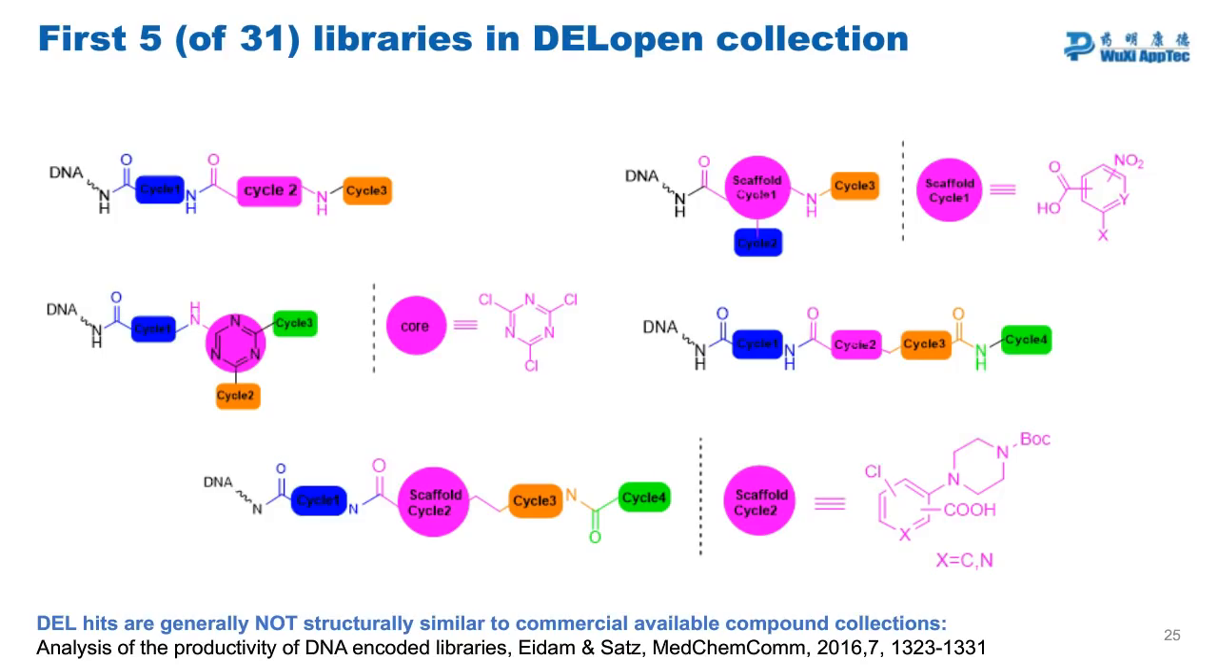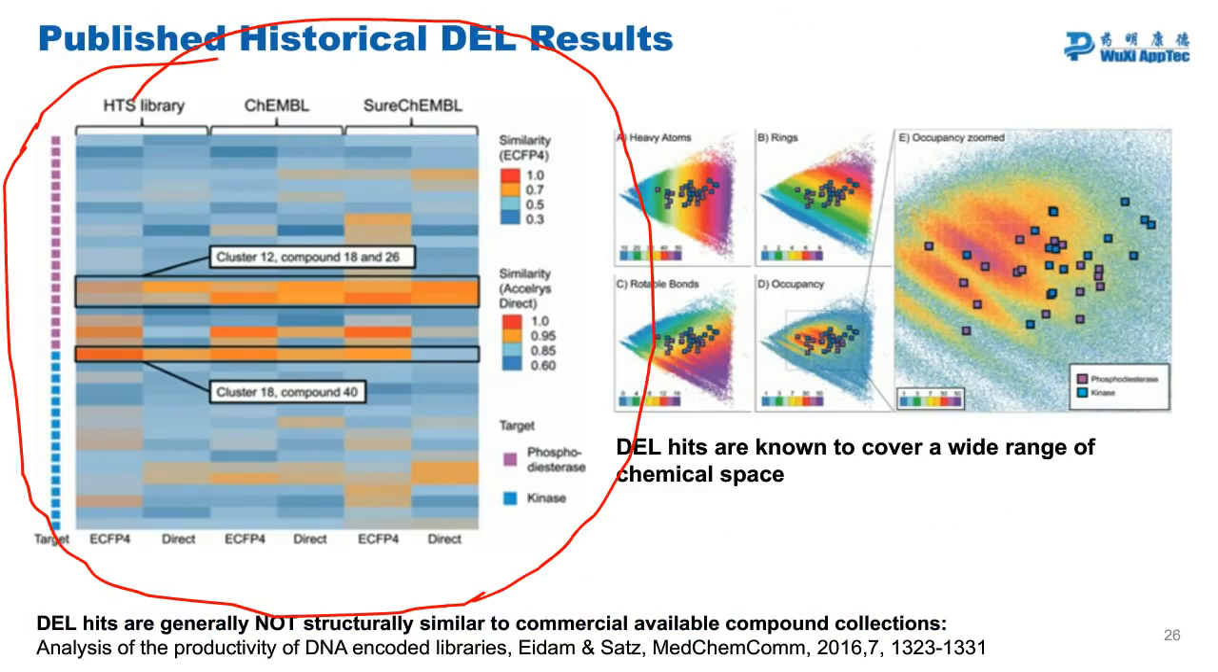So, historical data from other Dell screens. This is a heat map shown here. There are 40 Dell hits from two different Dell screens, and those 40 Dell hits were compared structurally with all existing published base. What we found was that the Dell hits generally do not look like existing published base. And so Dell hits are not something which you can go to a vendor and buy.